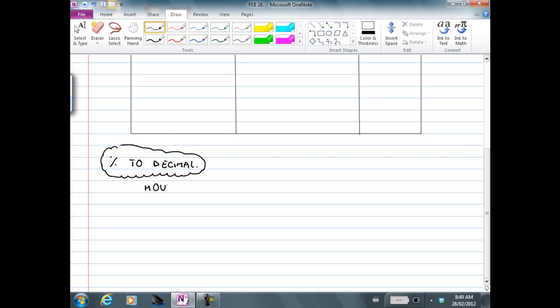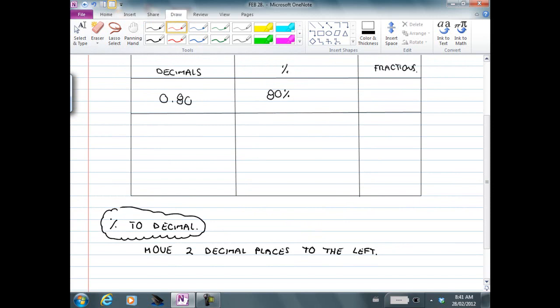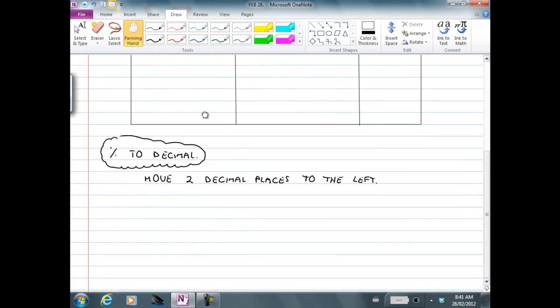Move two decimal places to the left. Okay. Whatever my percent is, I move it to the left 2 decimal places. So imagine you have a little dot right here. Watch what I'm going to do. I go 1, 2, and that's why it's 0.80. If I want to go the other way, you move it to the right. Okay?